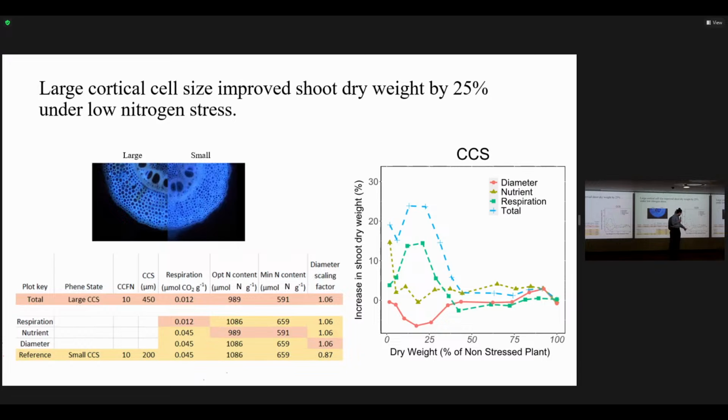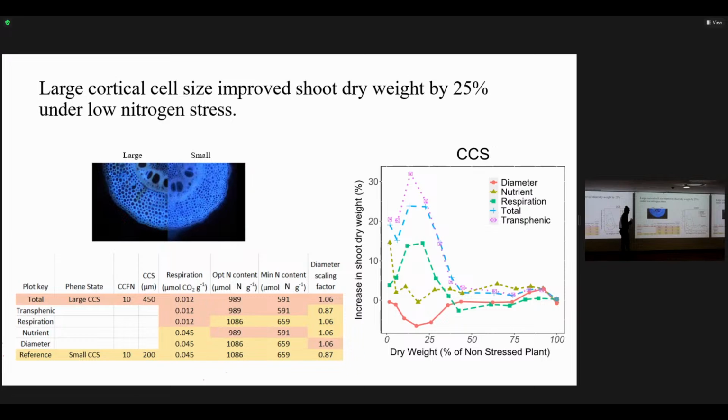It's a negative value. But again, since we are using models, we can use these artificial phenotypes. And we say, okay, what if we found a genotype that has a large cortical cell size but somehow keeps the root diameter small? So we created this transphenic phenotype, which basically has the benefits for respiration and nutrient content, but also has a small diameter. And we observe that it has a benefit of up to 30%.